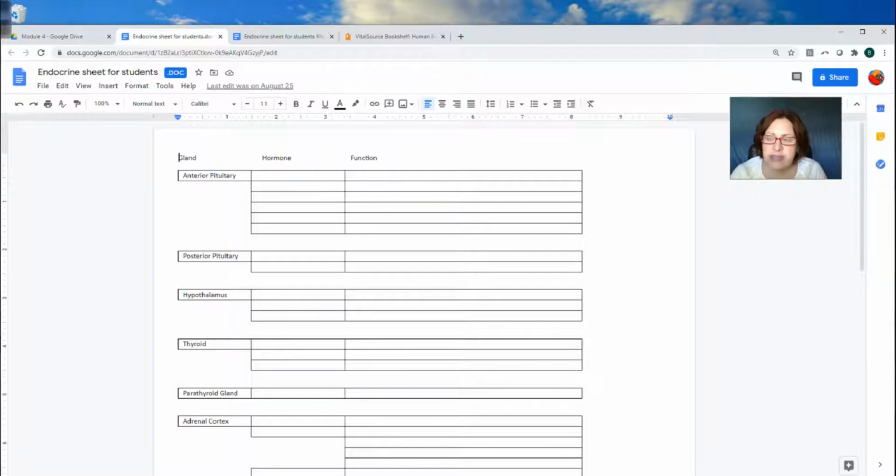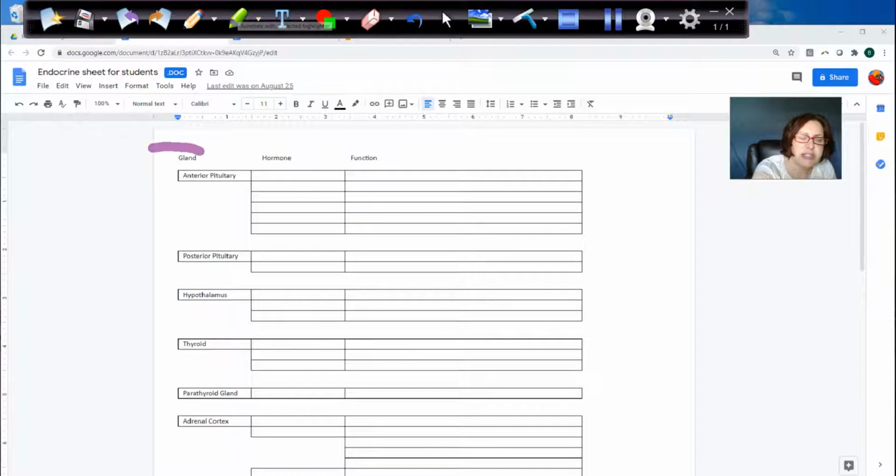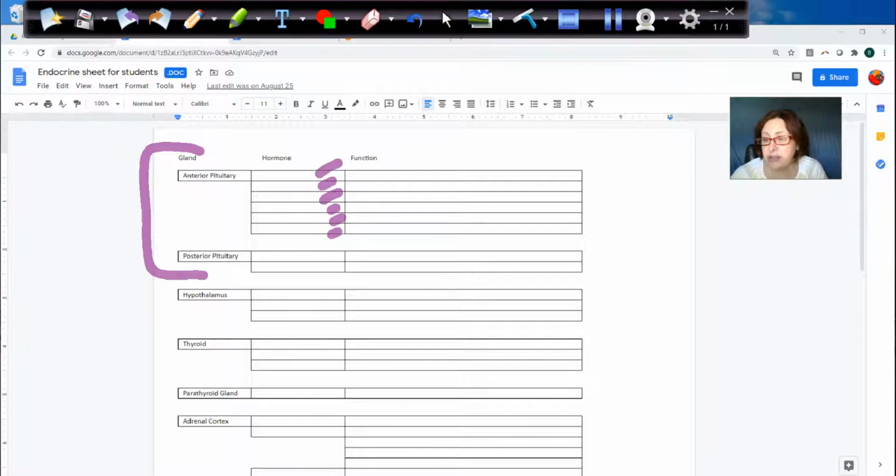As we are going through this lecture, you're following in your textbook and you're taking notes. So pause the video anytime that you need so that you can get it written down. What I want you to do is to create yourself a study guide as we are lecturing. So the first gland we're going to talk about is the pituitary gland, and you have an anterior and a posterior. And the anterior has 6 hormones that come from it. 2 come from the posterior.